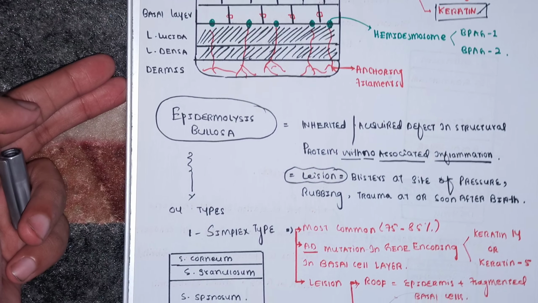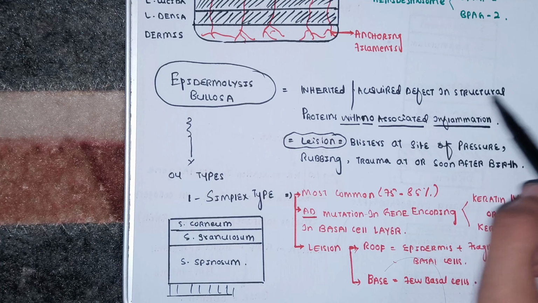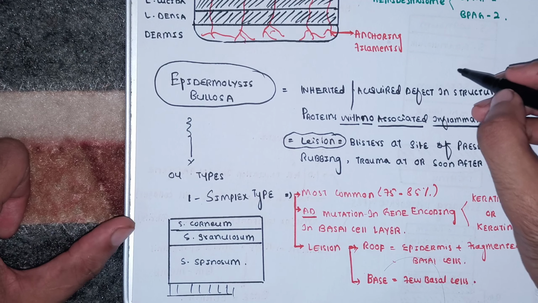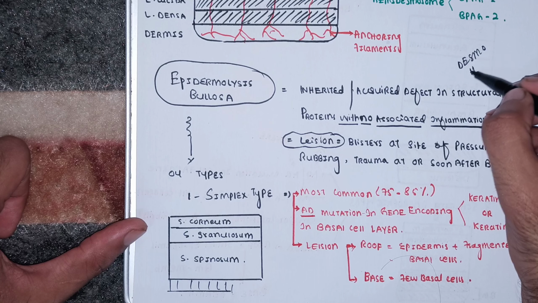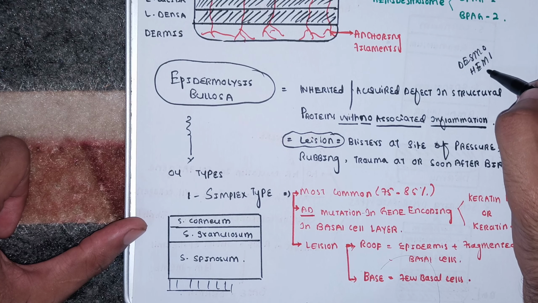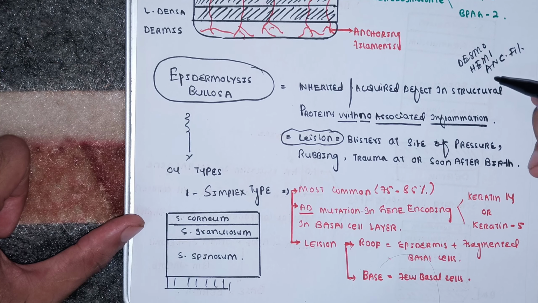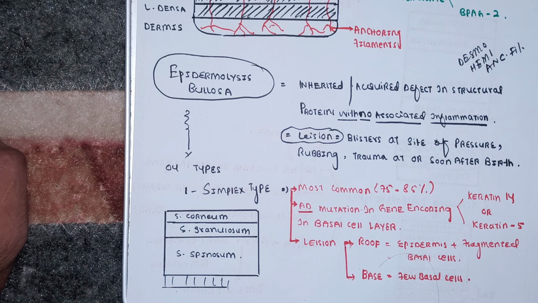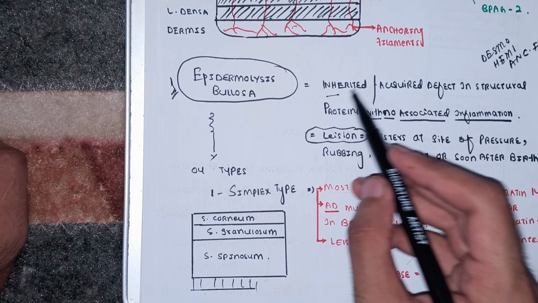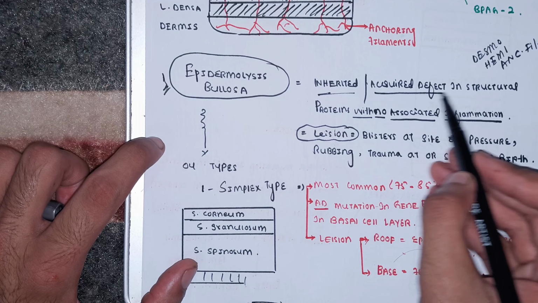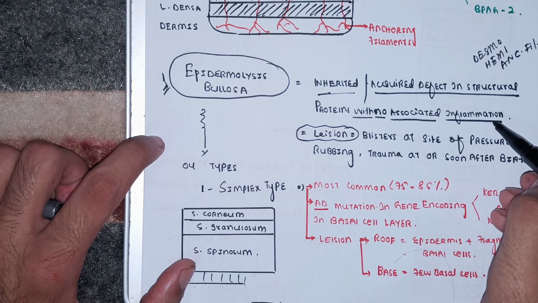Epidermolysis bullosa is an inherited or acquired defect in structural proteins. By structural proteins, I mean the proteins we just discussed. It can be proteins present in desmosomes, proteins that make up the hemidesmosome, or proteins that make up these anchoring filaments. I'm not going to repeat what these entities are; you should be very clear on them now. So in epidermolysis bullosa there is an inherited, that is by birth, or acquired defect in one of these three structural proteins, with no associated inflammation.